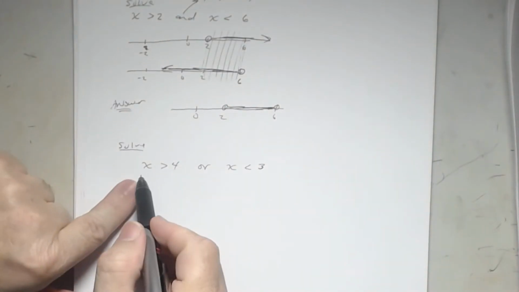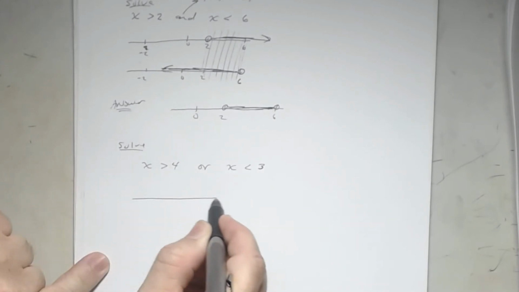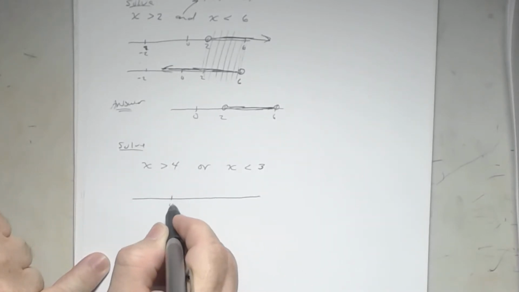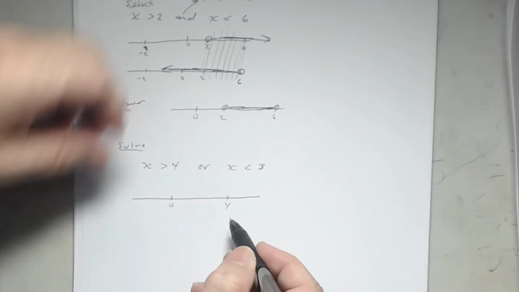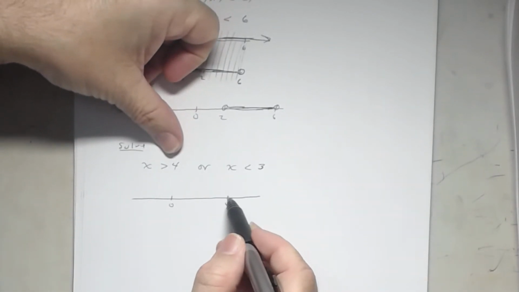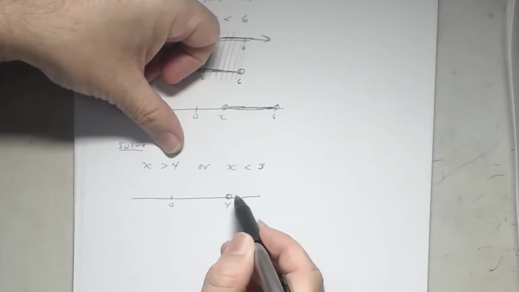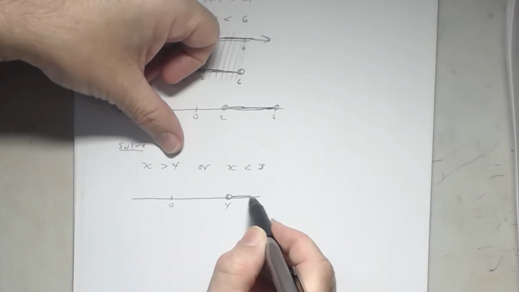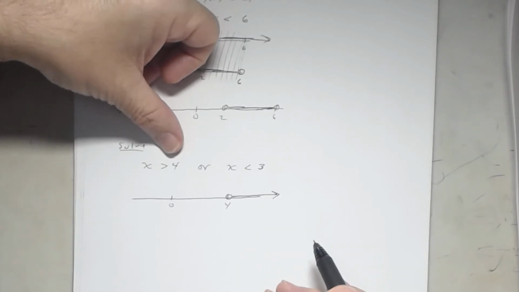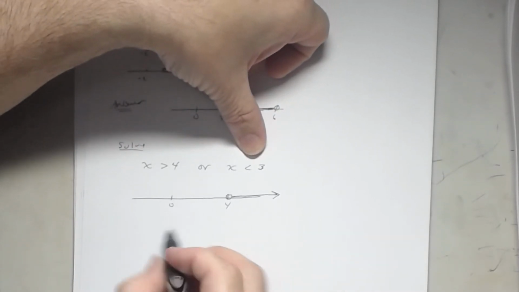Okay. So if I graph the first one, x is greater than 4. So let's say this is 0 and let's say this is 4. On 4, do I put open or closed circle? Open, going which way? To the right.